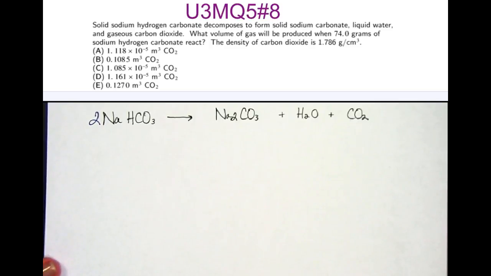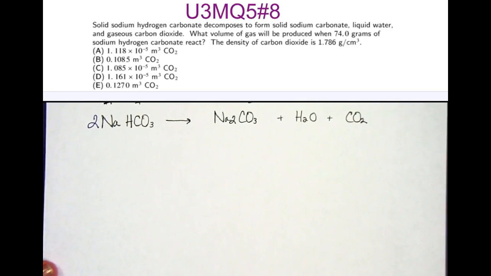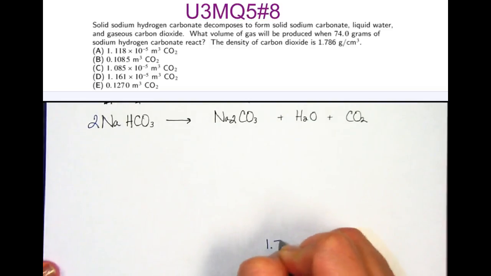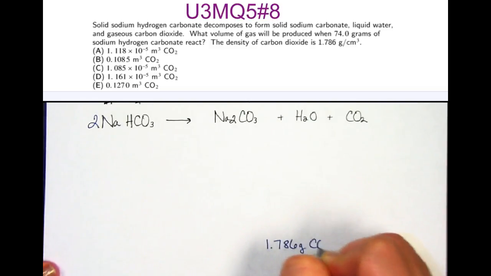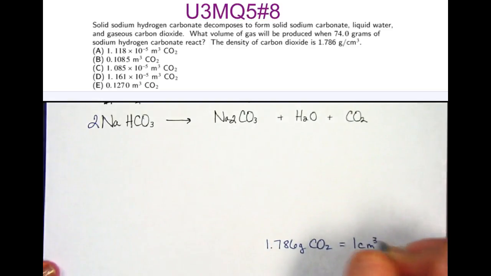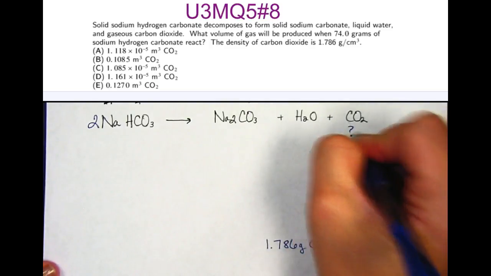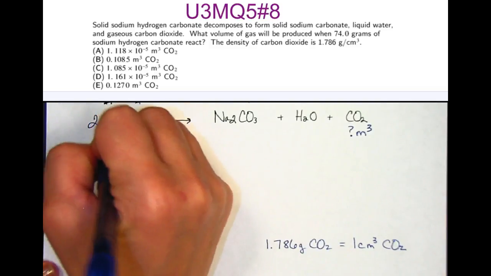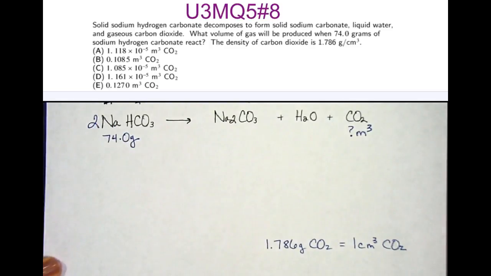So now that I have the equation balanced, let's recognize that we've been given a piece of information at the end of the problem, the density of carbon dioxide, which is 1.786 grams per cubic centimeter. So that can be seen as a conversion factor: 1.786 grams of CO2 is equal to 1 cubic centimeter of CO2. Since we are asked to find the volume of the gas, and by the looks of the answer choices, we need our answer to be in cubic meters, we're going to need to use this density at some point in the problem. We are given 74.0 grams of the sodium hydrogen carbonate as our given amount to start.